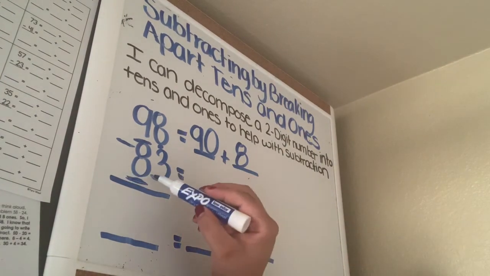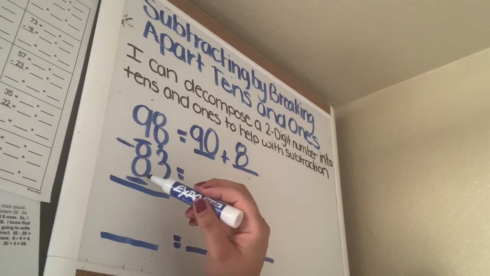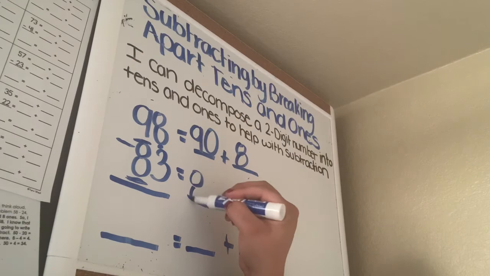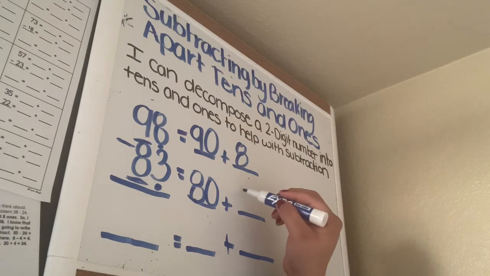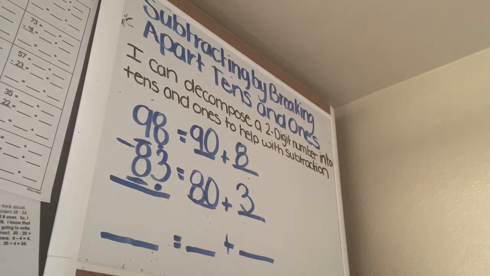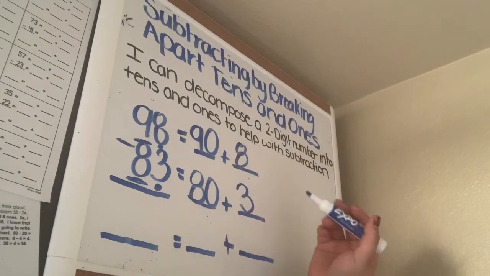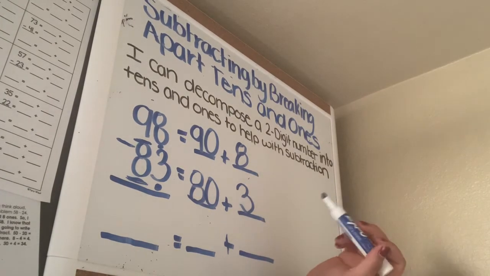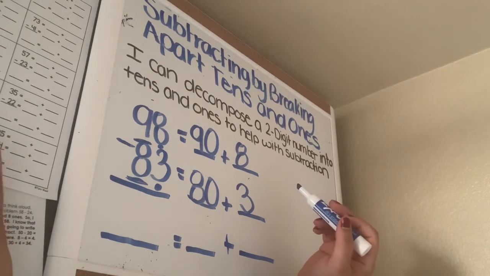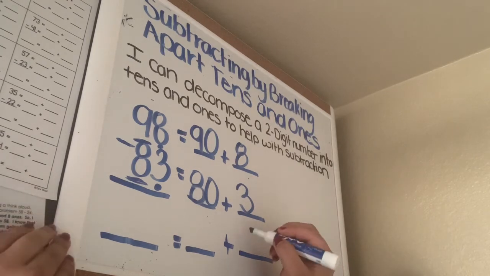Now, if we look at our next number, we're looking at the tens place, and we see that in 83 there's 8 tens, which is 80. Then we look at our ones place. How many ones do we have? 3. Now that we've broken apart our numbers by tens and ones, we can now subtract. So what is 8 subtracted by 3? 5. Good job.